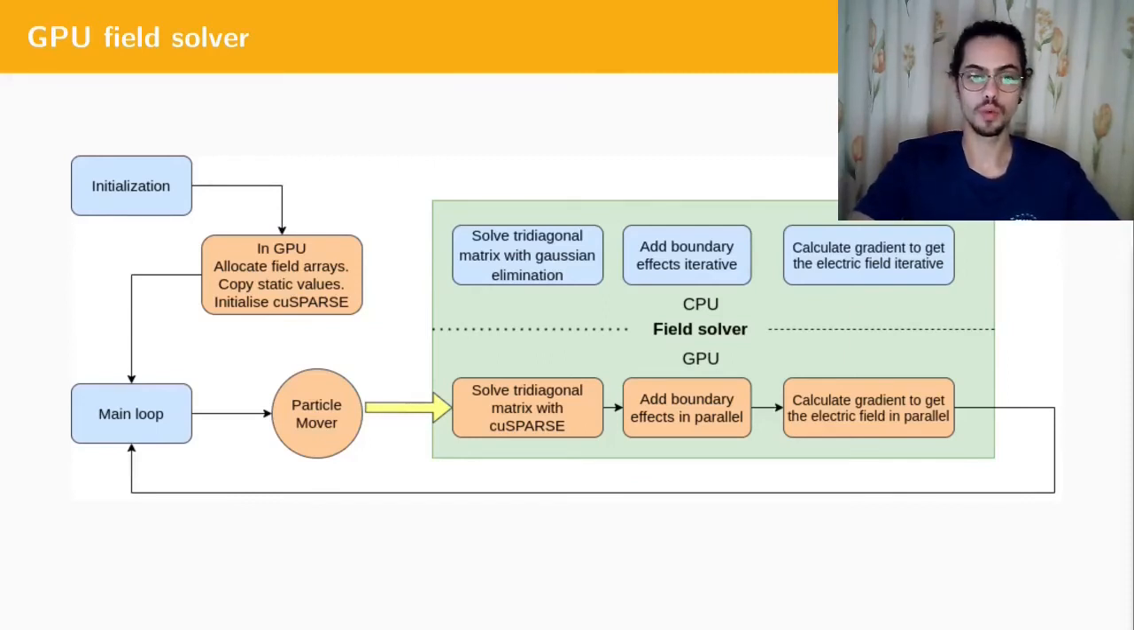First of all, in GPU, we allocate field arrays and copy some static values. We also have to initialize a CUDA library that performs basic algebraic operations in GPU. After that, the main loop is called, and we already have the particle data in GPU. So the field solver will obtain the solution for the electric potential by solving a tridiagonal matrix, and then we'll add the boundary effects and calculate the gradient in parallel for each grid point.